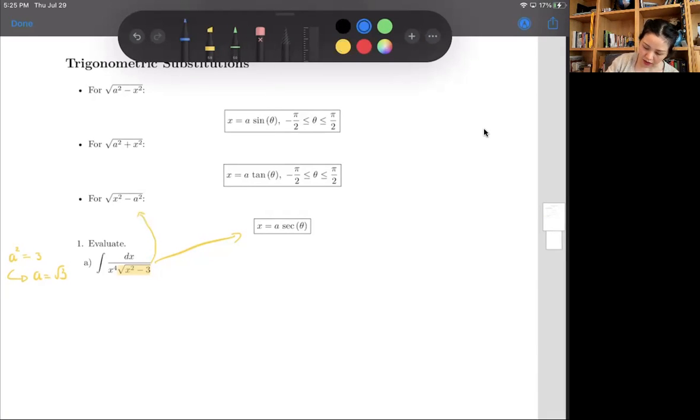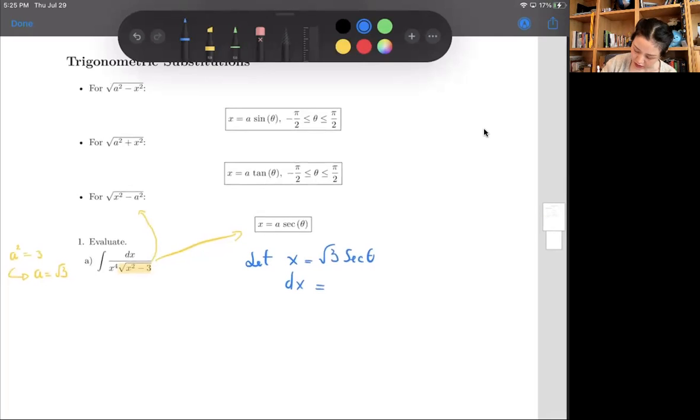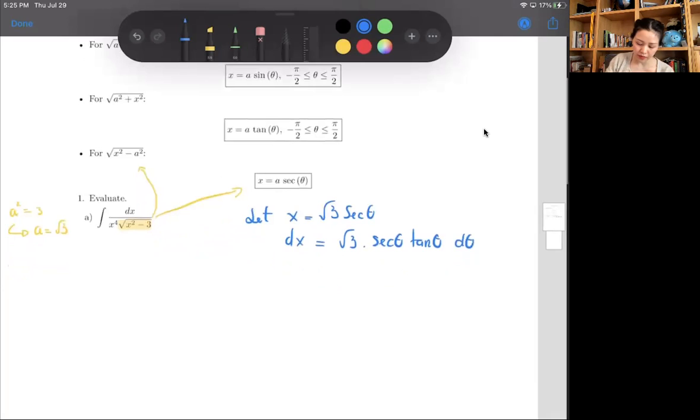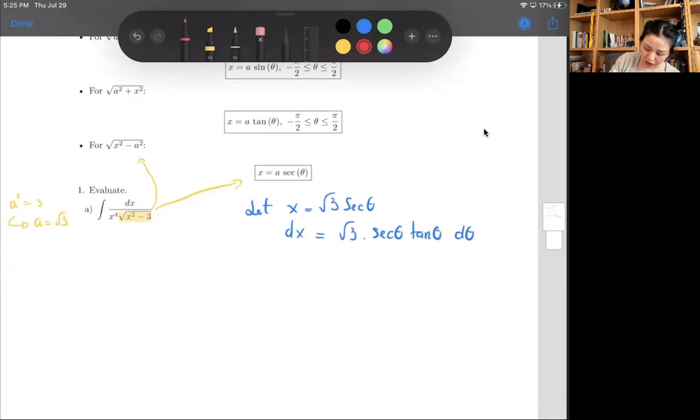So now I'm going to let x equal a secant theta, which is the square root of 3 secant theta. dx, if you take the derivative with respect to theta, is the square root of 3 times the derivative of secant theta, which is secant theta tangent theta, d theta. Now I'm going to plug it back into the original problem.